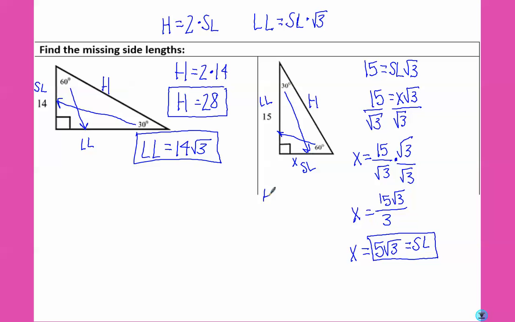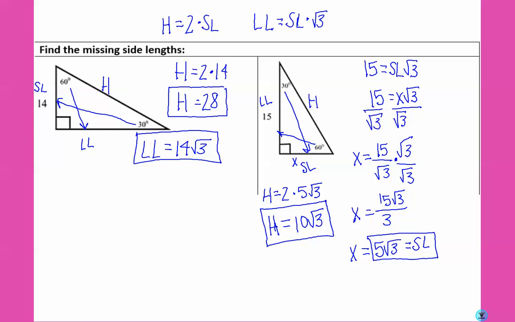Our hypotenuse is equal to 2 times the short leg. 2 times 5 is 10 square roots of 3. Remember, with multiplying, the numbers outside the radical can get multiplied together, and if we had two numbers under the radical, they could get multiplied together. But we don't multiply numbers outside the radical with numbers under the radical.